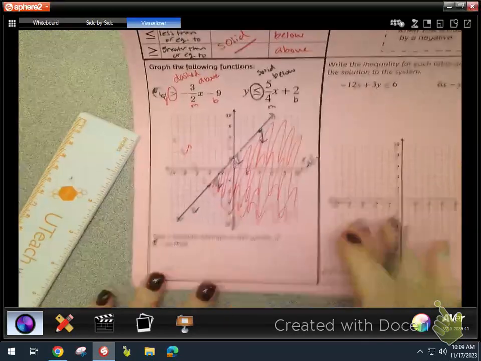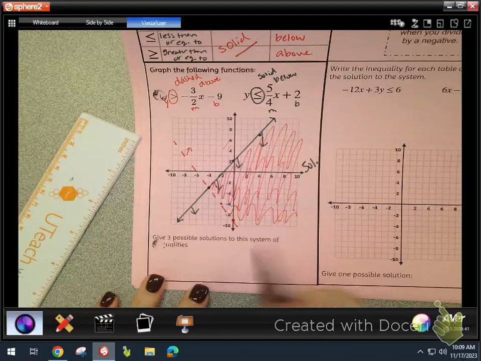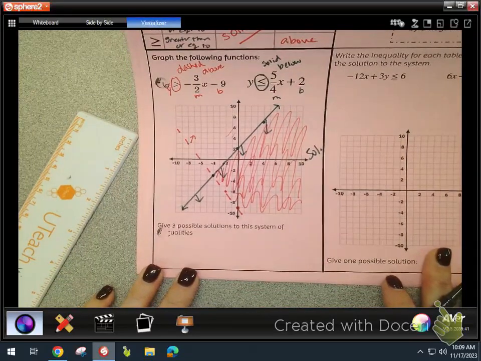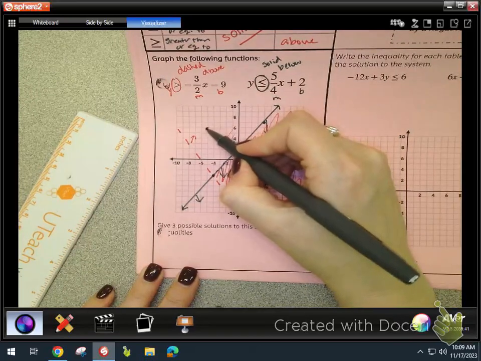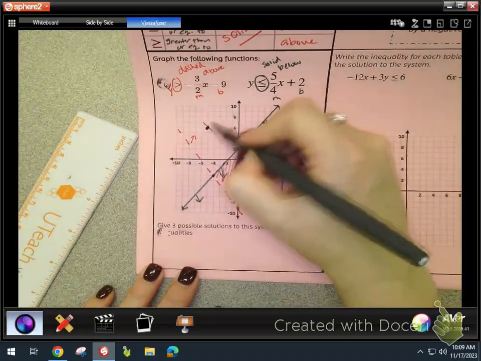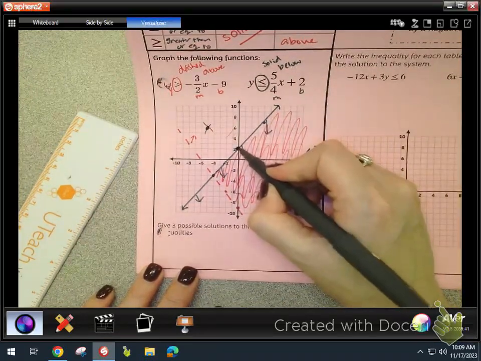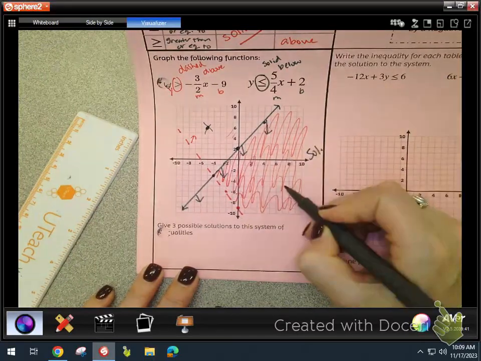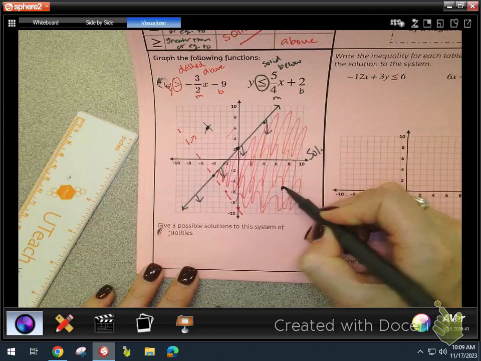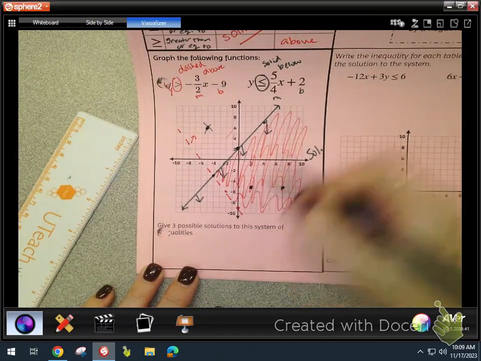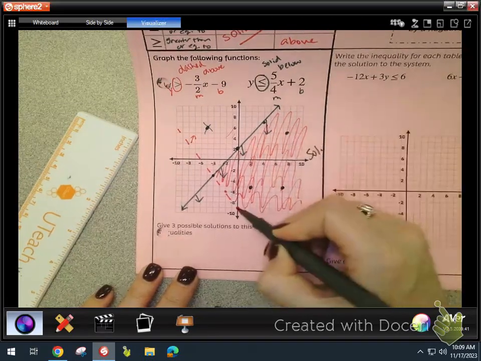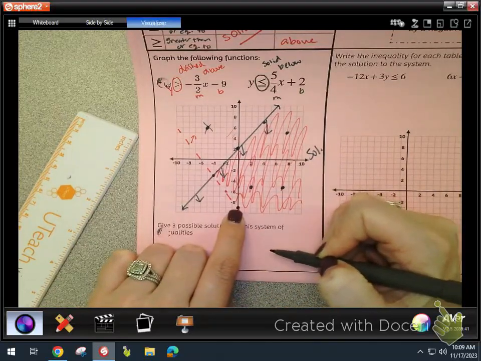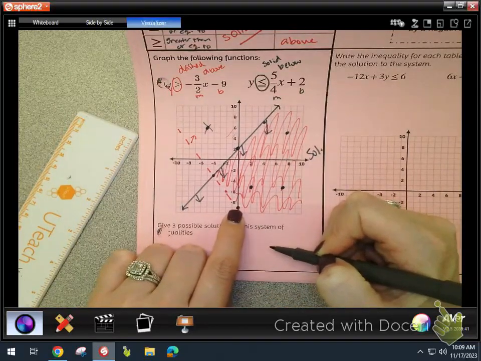So write 3 points that are possible solutions. Y'all look up here. I'm going to point and y'all are going to tell me yes or no. Is this a solution point? No. Is this a solution point? Yes. Why? Because it's on a solid line. Is this a solution point? Yes. Is this? Yep. Is this? Yep. Is this? No. Is it on a solid line? It's on a dash, so that is not a solution point.